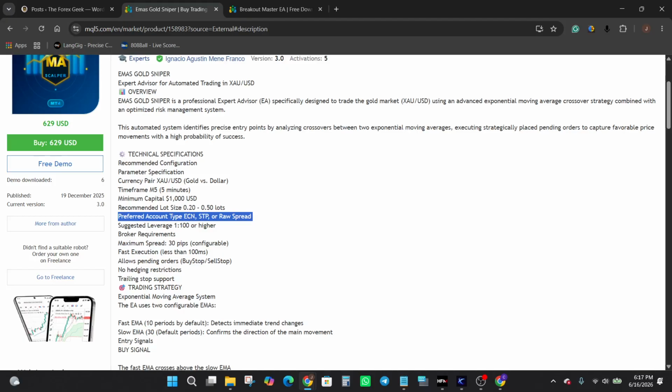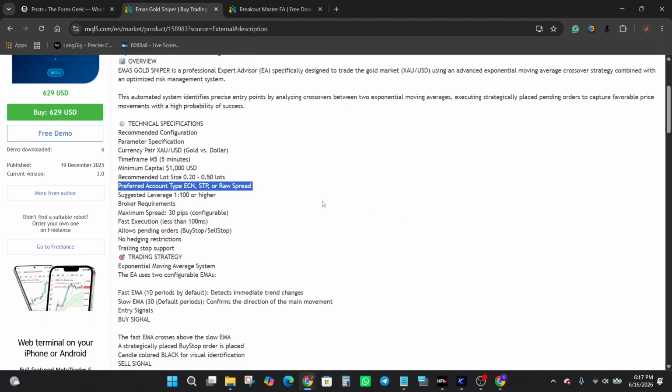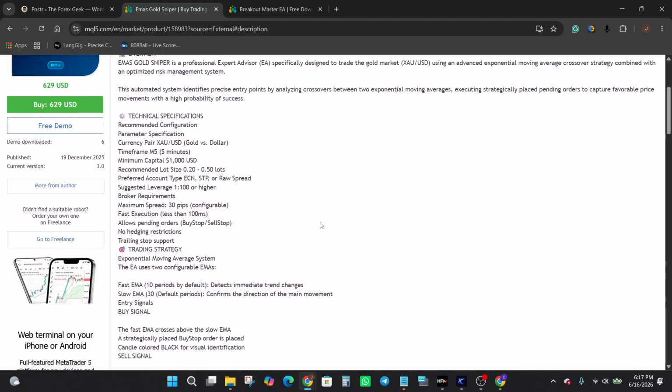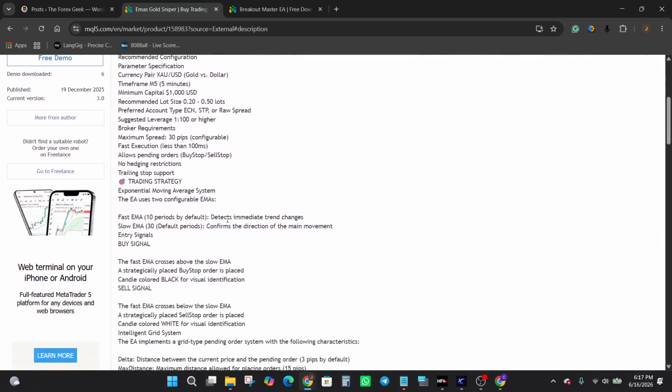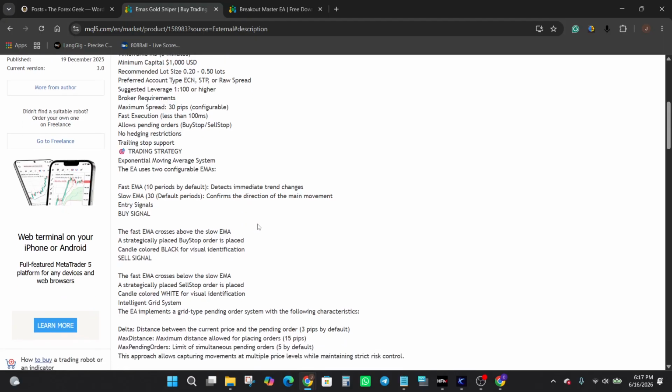Now, moving into the strategy section, the EA uses 2 exponential moving averages. According to the marketplace information, a fast EMA with a default period of 10 is used to detect shorter term trend changes, while a slower EMA with a default period of 30 is used to confirm broader market direction. For trade entries, a buy signal occurs when the fast EMA crosses above the slow EMA, while a sell signal occurs when the fast EMA crosses below the slow EMA.